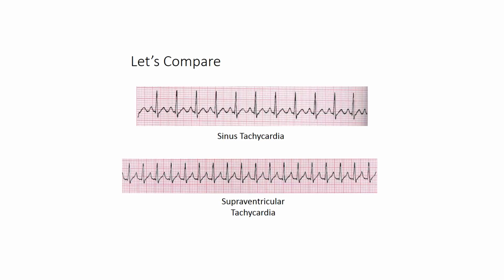So here we have 2 different strips, and these are both fast heart rates. These are 2 tachycardias. And in looking at the top one, I can see that there are P waves, and they're all roughly the same. There's 1 P wave to each QRS. My QRS complexes are less than 0.12 seconds, so those are normal. So everything looks normal here except the rate. So this is a sinus rhythm, but because it's fast and my rate is 110 beats per minute, this is sinus tachycardia.